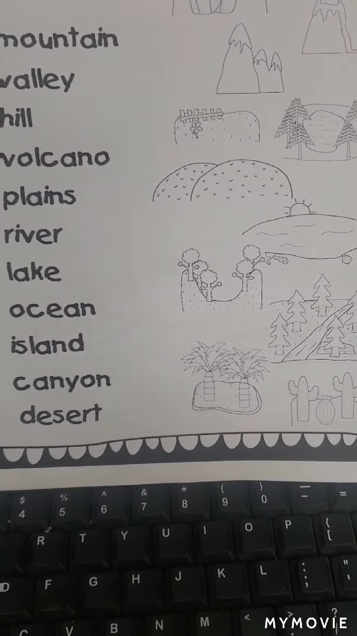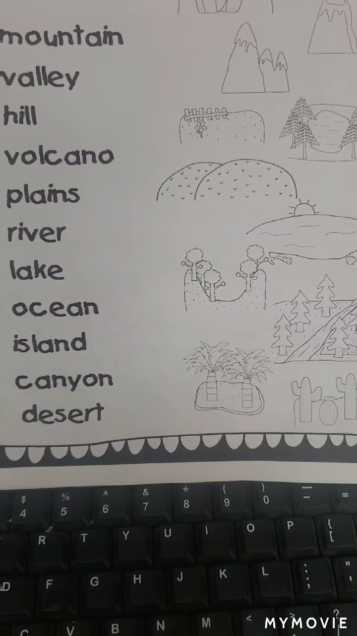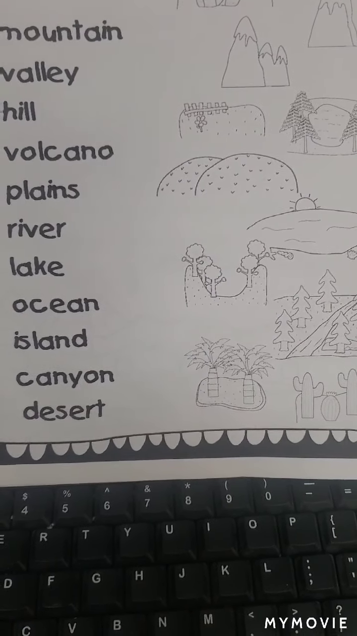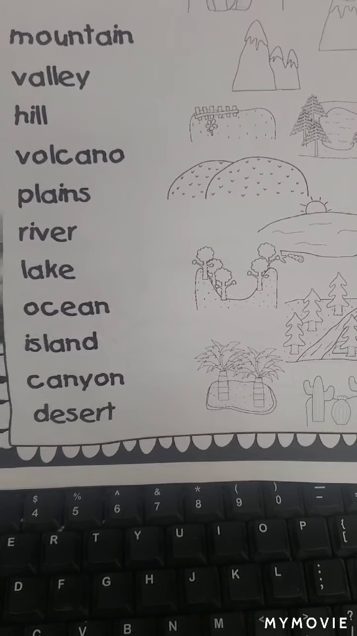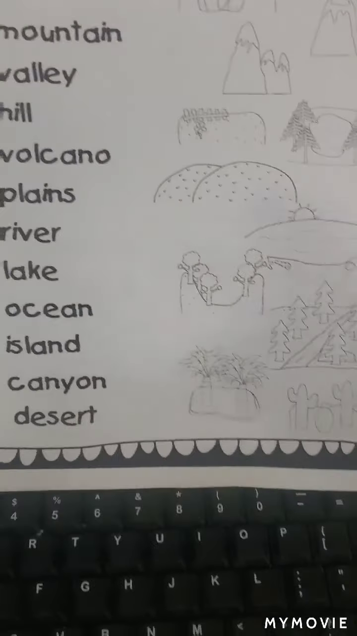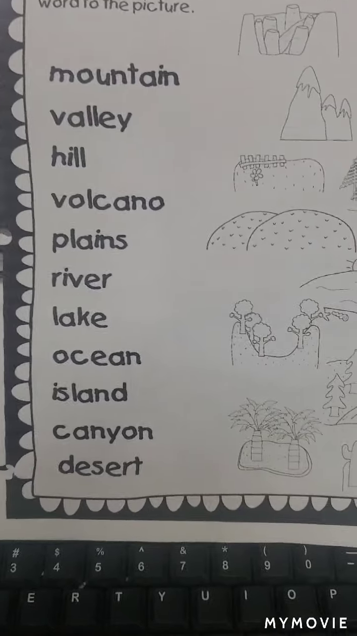And then a desert. So the only two that you really don't have on your paper that we read about a minute ago are the valley and the canyon. So see if you can figure those out. So draw your lines, hit pause if you're not done, and then come on back.